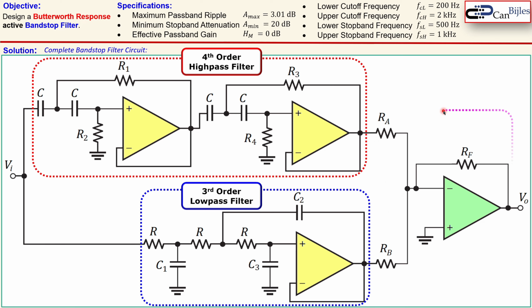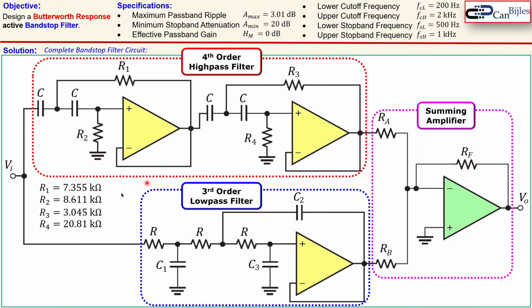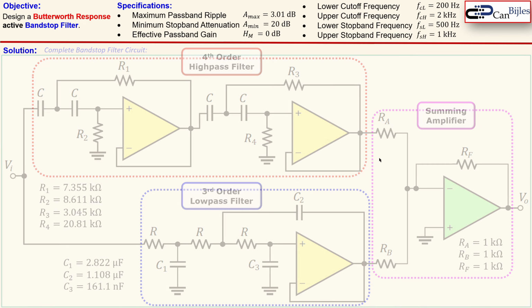In this case, I have used an inverting summing amplifier, and those 3 resistors are taken exactly equal to each other such that you have an exact addition without any weighting. So this is a summing amplifier, and these are the results for the resistors and the capacitors, and these are all 1 kilo ohm resistors as selected. You can also take 5 kilo ohm, all of them. It doesn't matter for most practical purposes.